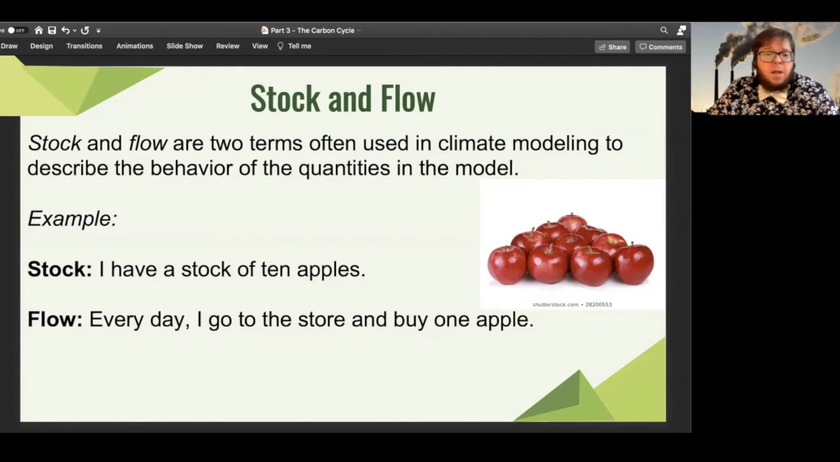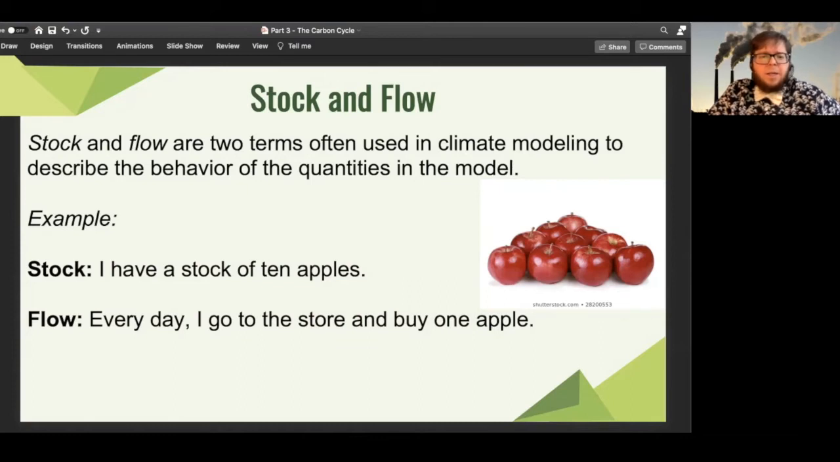For example, I have a stock of 10 apples, right? It's a measurable amount of something, right? So we're going to be talking about stocks of carbon in a little bit. Whereas flow is a change in that quantity. So a flow is every day I go to the store and I buy 1 apple. So let's consider this example for a moment here. I have a stock of 10 apples, right? There they are in the picture. But every day I go to the store and I buy 1 more apple.